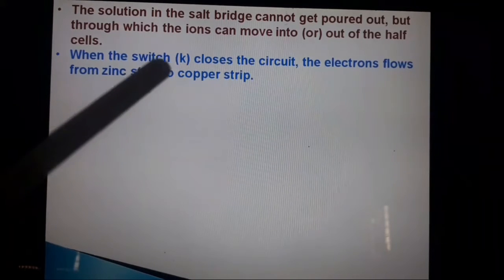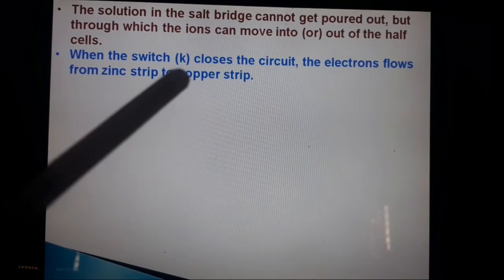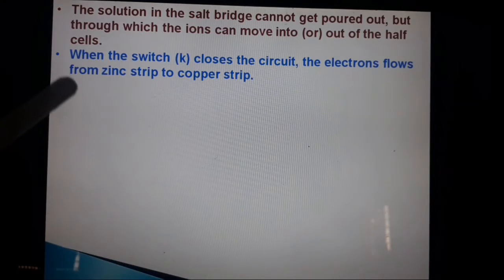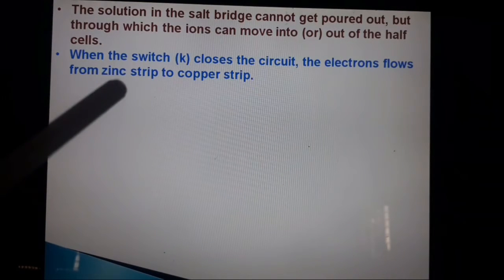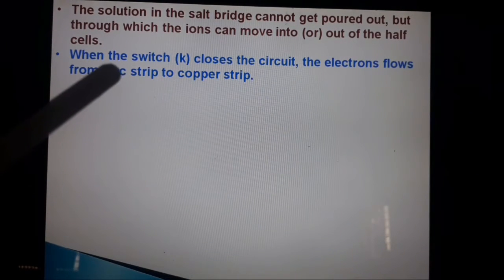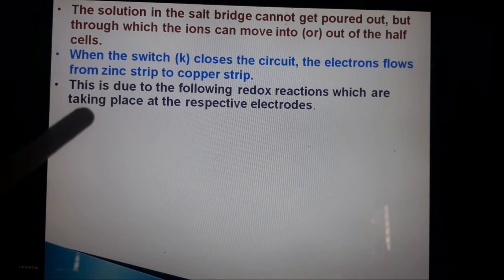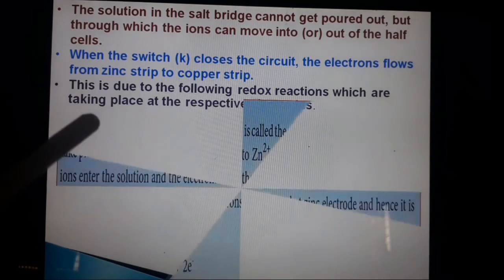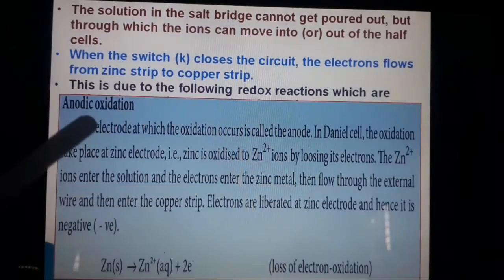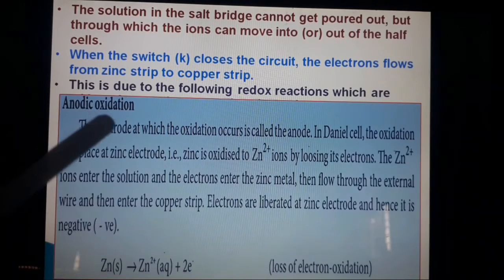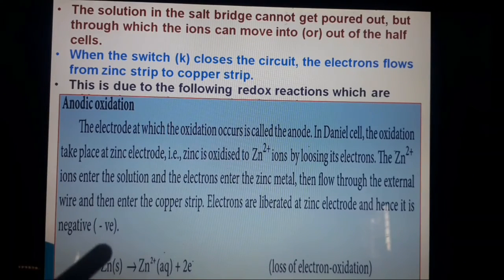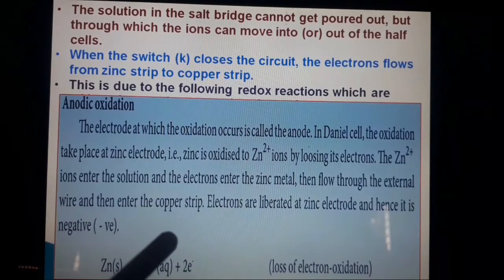When the switch closes the circuit, the electrons flow from the zinc to the copper strip, because zinc loses 2 electrons and the copper 2 plus ion accepts the 2 electrons. This is the principle. See the equation, the following redox reactions. Anodic oxidation: I already told you that the zinc strip loses the 2 electrons.